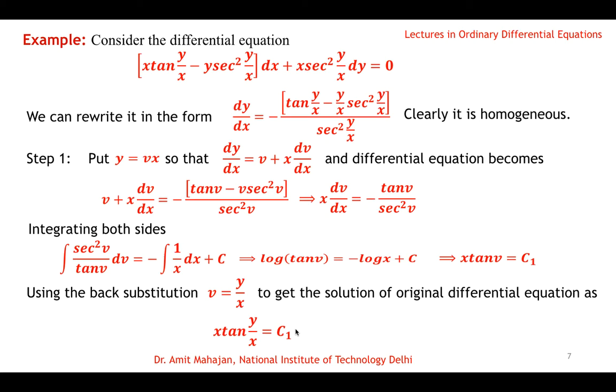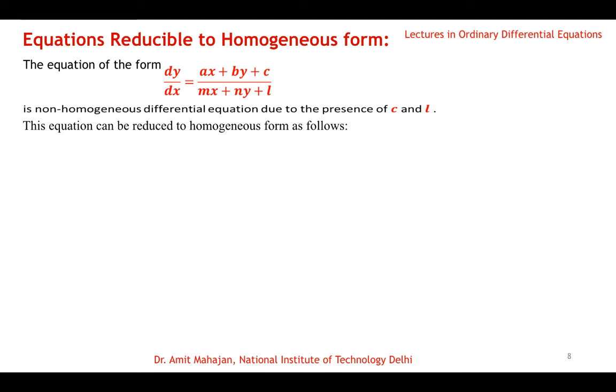Now there are certain differential equations which can be reduced to homogeneous form. So the equation of the form dy by dx is equal to (ax plus by plus c) over (mx plus ny plus l). It's a non-homogeneous equation due to the presence of these c and l, the constant terms.